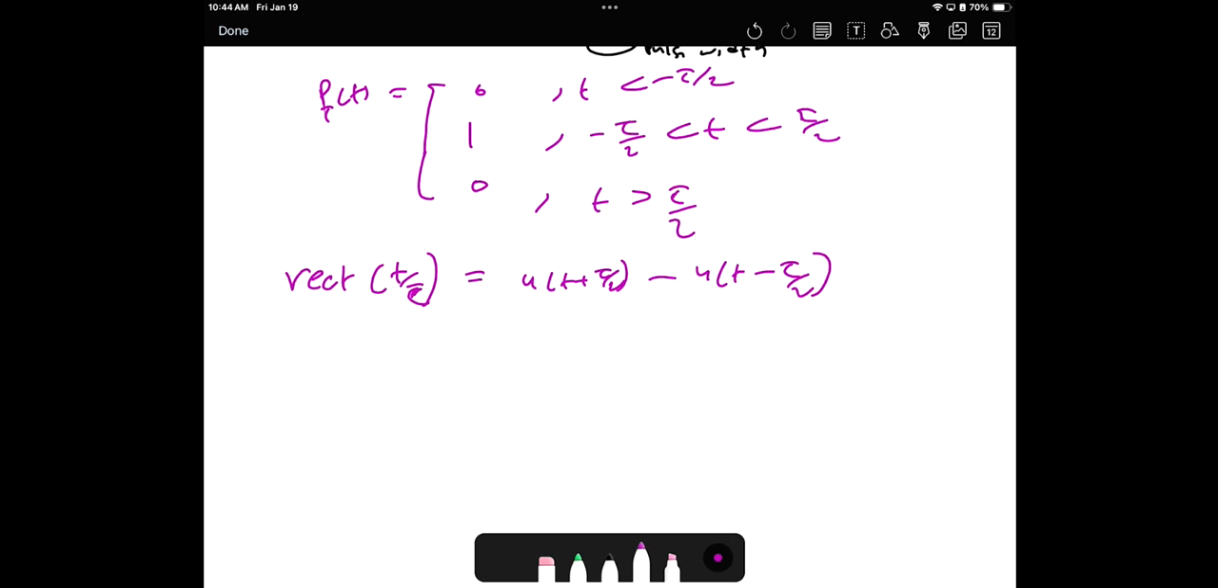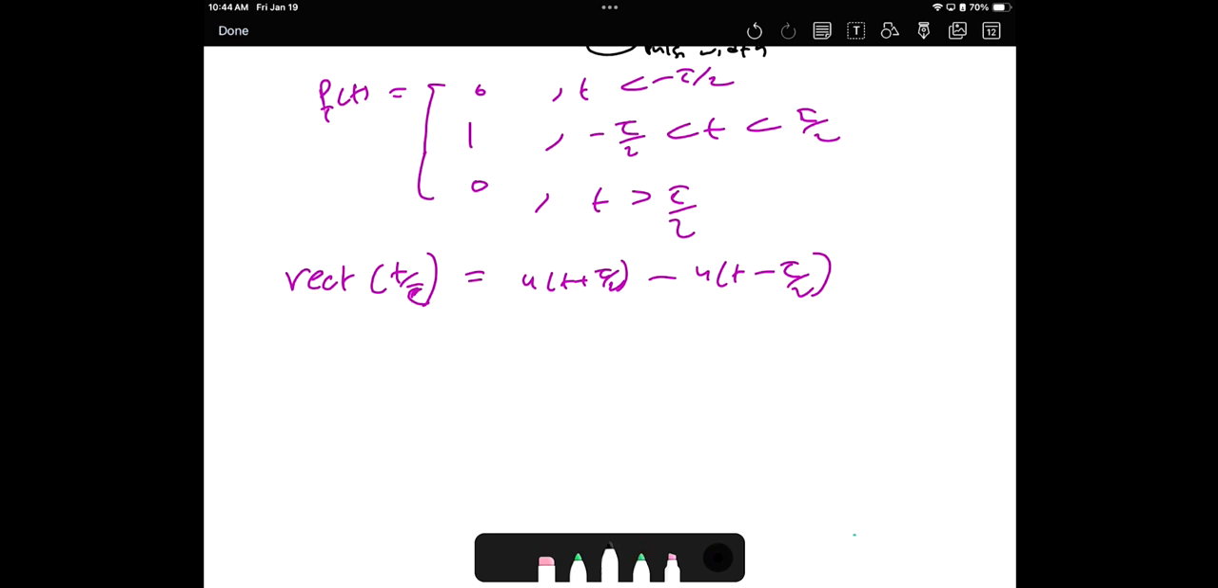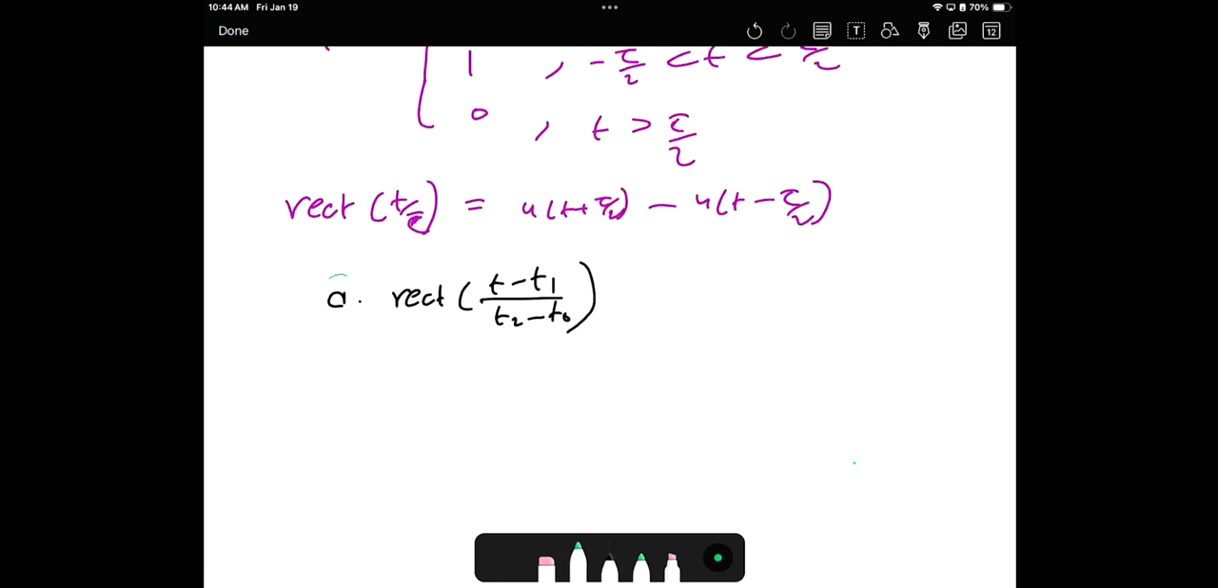How can we deal with the rect function, like an overall general representation? It can be as a times rect of t minus t1 over t2 minus t0. This is the overall expression. Okay, how can we understand this? So basically, this a is for the amplitude.